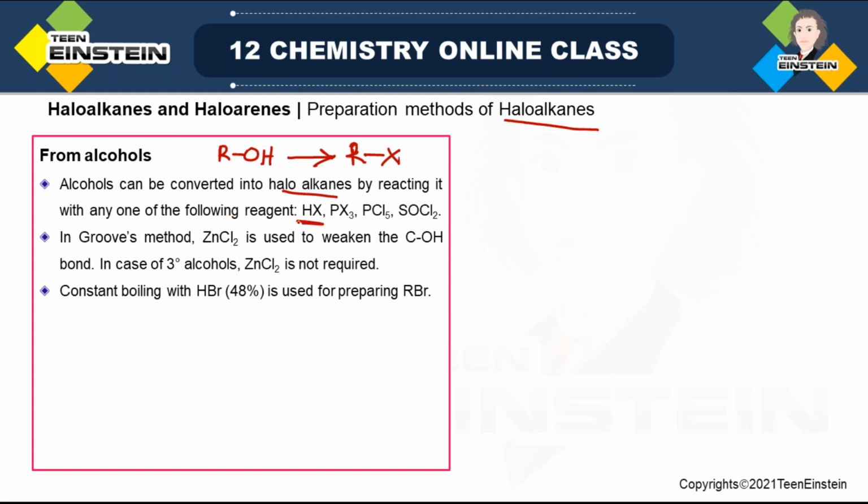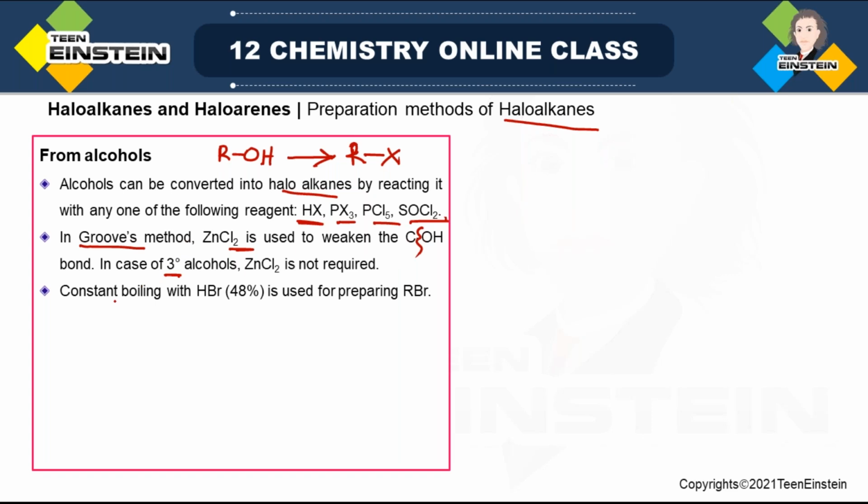So look at these reagents. You can use HX, which means HBr, HCl, that is, hydrogen halide. Then PX3, that is PCl3, PBr3, then PCl5 and thionyl chloride, SOCl2. Now another method is known as Groves method. In this method we use ZnCl2, which acts as a catalyst. And what is its purpose? Its purpose is to weaken the carbon-oxygen bond present in alcohol.